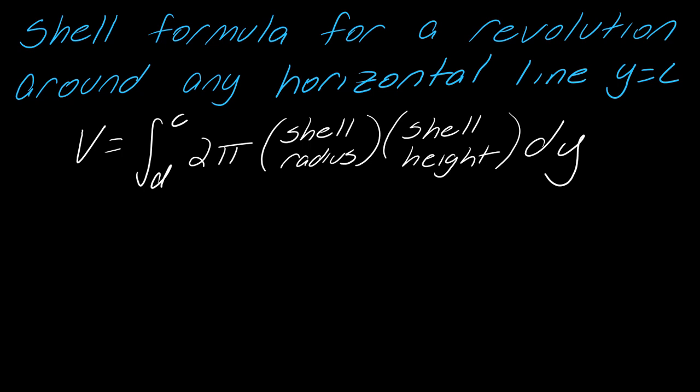So the shell formula, when we revolve about horizontal lines, means that everything now gets integrated with respect to y. The way that I personally remember this is if it's parallel to the x-axis, then I integrate with respect to y. The way I remember it is that you integrate in the opposite way from what you would have done with the disc and washer method. So for the shell method, if you're revolving about the x-axis or something parallel to it, then you integrate everything with respect to y. Okay, so back to this.